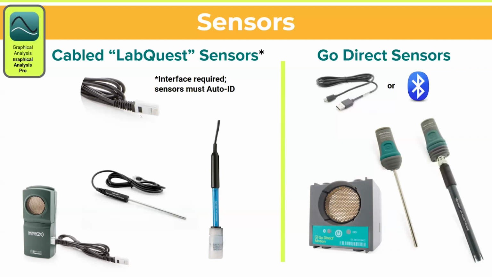The other advantage that Graphical Analysis has that Logger Pro doesn't is the GoDirect sensors, our newest line of sensors, which connect either by USB or by Bluetooth. Those sensors all work with this dual application that Logger Pro doesn't. So you get all the things that you had before, but you also then get some new sensors as well.